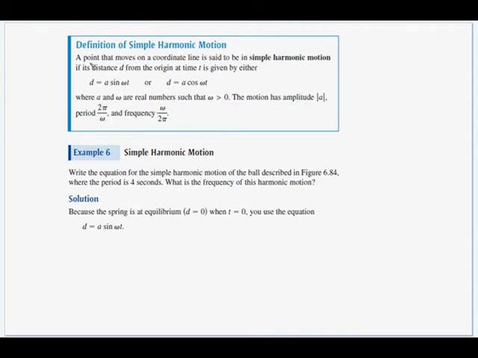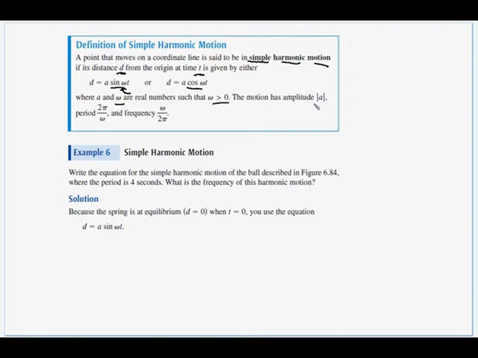So here's our definition. A point that moves on a coordinate line is said to be in simple harmonic motion if its distance d from the origin at time t is given by either a sine or a cosine wave. So d equals a times the sine of omega times t, that's the little Greek letter omega there, or d equals a times the cosine of omega times t, where a and omega are real numbers and omega is positive.